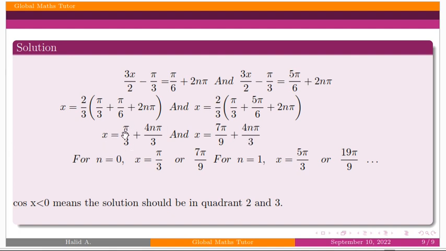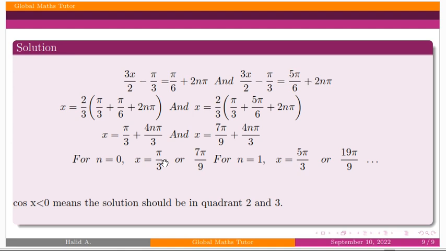Then for n equal to 0, this will be pi over 3 and this one will be 7 pi over 9. For n equal to 1, x will be 5 pi over 3, and for the other one, it will be 19 pi over 9. From this list of infinite solutions for x, we will select which are in our domain. In our case, pi over 3 is in our domain, 7 pi over 9 is in our domain, and 5 pi over 3 is in our domain, but this one is not in our domain.